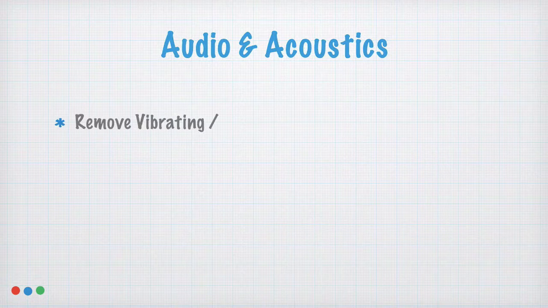So here are a few things you need to do to get the audio and the acoustics right in your studio. The first thing is to remove vibrating and noisy objects. One of the most common objects that vibrates and makes a lot of noise is your air conditioner. It could also be a fan, it could be a laptop fan.